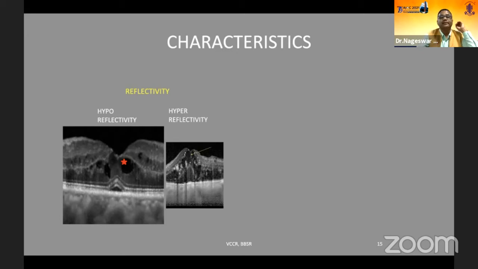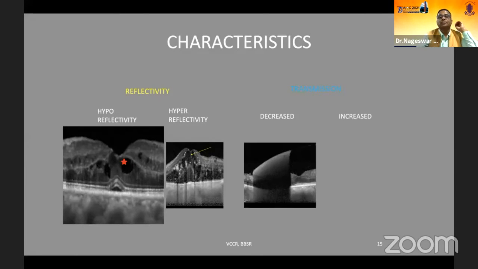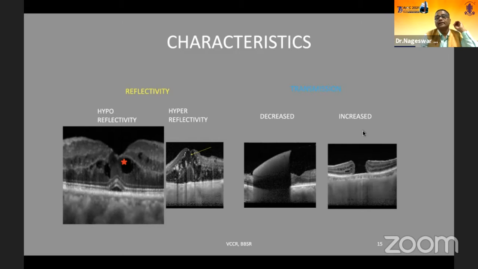So, based on the reflectivity and transmission. Transmission defects, like decreased transmission, is where some barrier is obstructing the transmission of light into the retina. For example, blood or some exudates may be there, blocking the pathway of light reaching the retina. This is decreased transmission. And increased transmission, for example, when a macular hole is there, there is no tissue, so the light directly scans the choroid and the RPE underlying it. So here you will find hyperreflective, increased transmission.